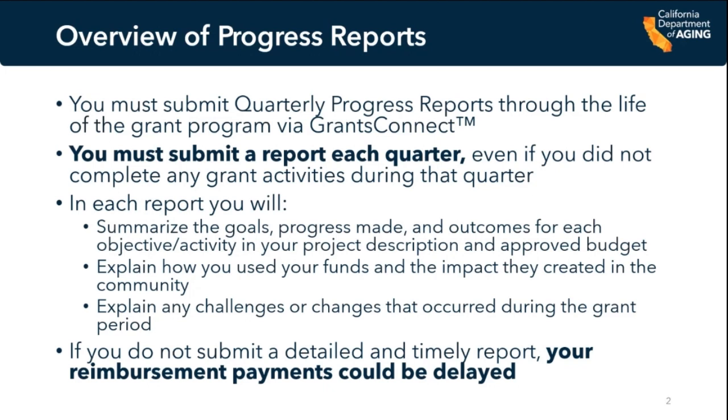As part of that progress report, you will summarize the goals, progress made, and outcomes for each objective or activity in your project description and approved budget. You will explain how you used your funds and the impact they created in the community you serve, and you will explain any challenges or changes that occurred during the grant period. It's important to keep in mind that if you do not submit a detailed and timely progress report, your reimbursement payments could be delayed. So it's important to get those in on time each quarter.